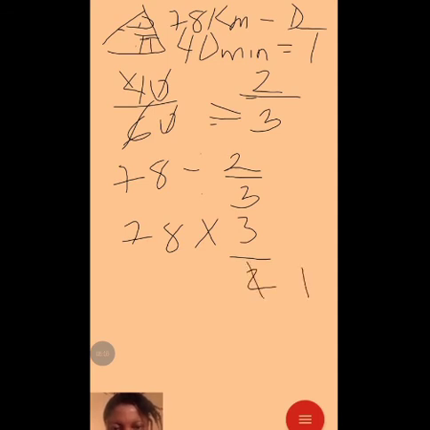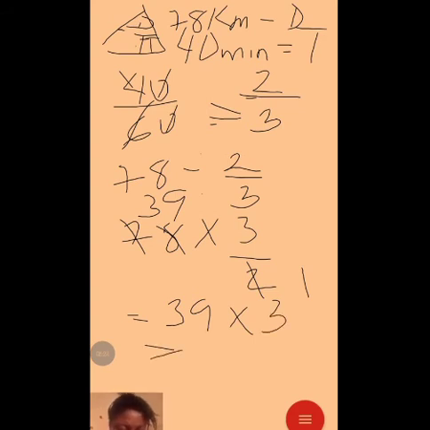2 into 7 is what? 3. Very good. Now 18. 2 into 18 is what? 9. So we have equals 39 times 3. 5 seconds. Who can give me the answer? 5, 4, 3, 2, 1. Thank you very much. 117. Now, what is the unit for this one?